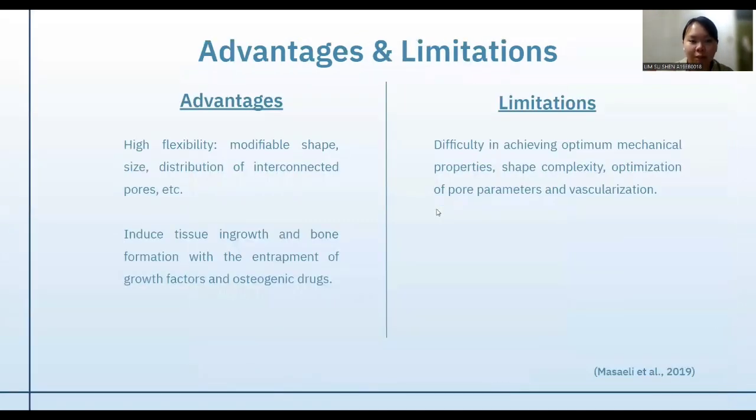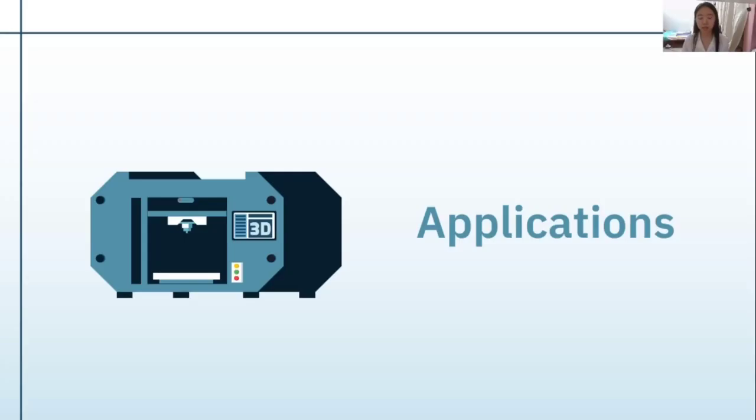The advantages of bioprinting of bone include high flexibility, where we can modify shape, size, distribution of interconnected pores, and so on. It will also induce tissue ingrowth and bone formation with the entrapment of growth factors and osteogenic drugs. As for limitations, there is the difficulty in achieving optimum mechanical properties, shape complexity, optimization of core parameters, and vascularization. There are a few potential applications for 3D bioprinting of bone.